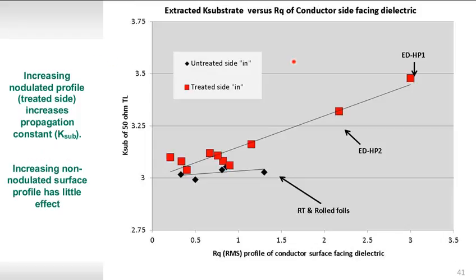And that's also further demonstrated in this slide, where similarly we're looking at the RMS profile of the conductor surface facing the dielectric, and now the effect on the extracted dielectric constant, based on the phase length. You can see that for the treated side facing in, that is the nodules facing the dielectric, there's a substantial increase in the extracted propagation constant with roughness, but with the reverse treated and rolled foils, with the untreated side facing in, there's actually very little effect. So increasing non-nodulated surface profile has little effect on the propagation constant.